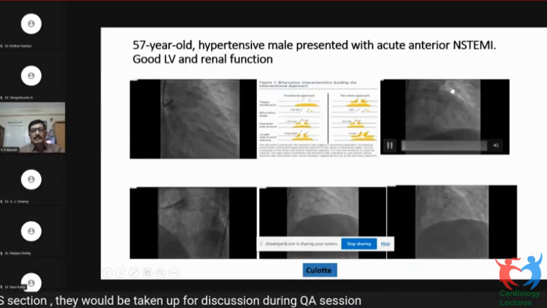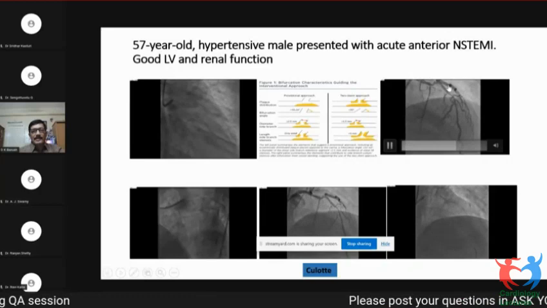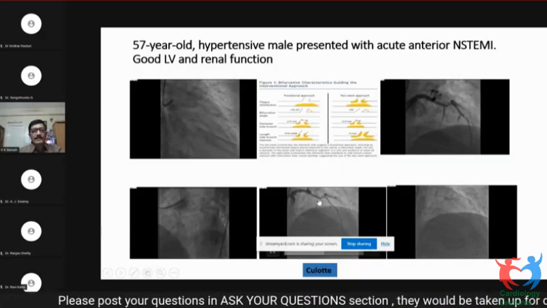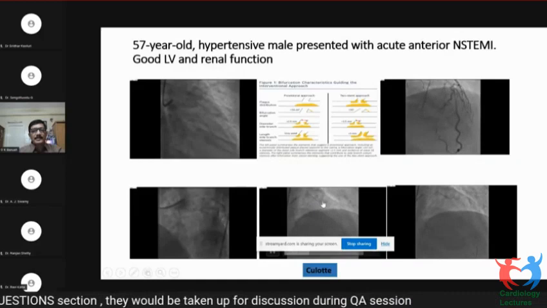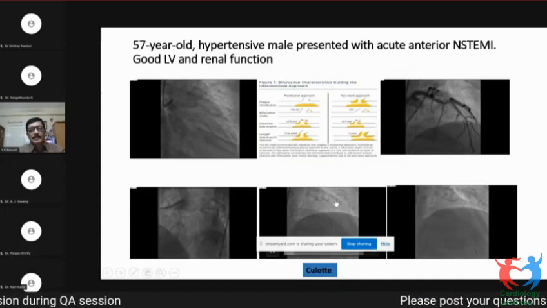The most difficult part here is there's a bend, and entering the diagonal was a little difficult. You can see that the wire is not easy to cross to the diagonal because of the proximal bend. And there's an ulcerated lesion. Every time you try to enter the diagonal, the wire is going to hit the ulcer. So sometimes it is difficult.